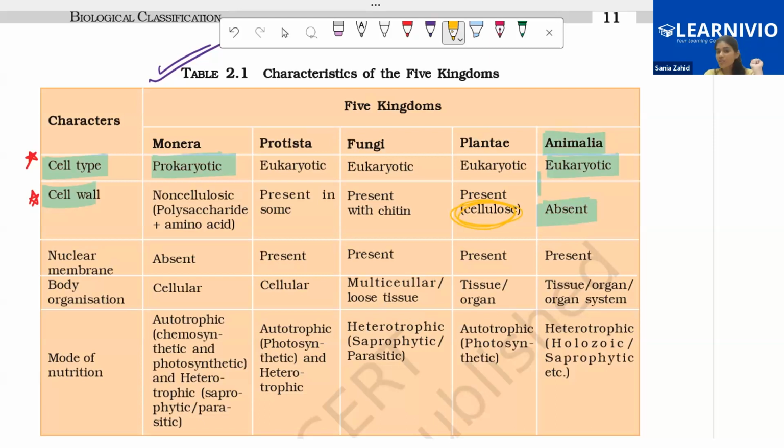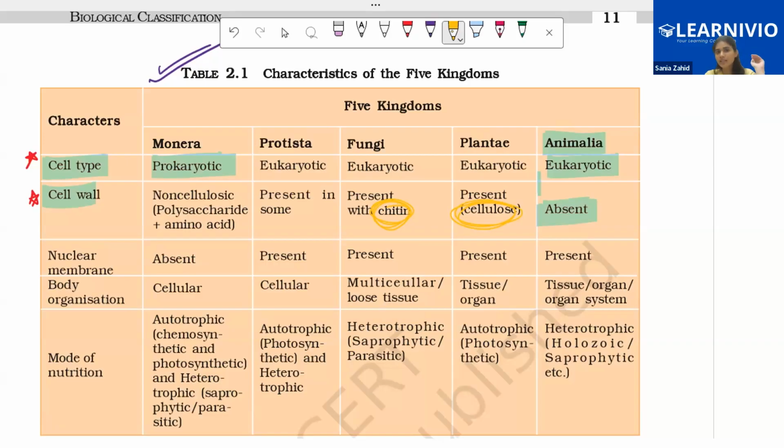Then next we came to fungi. The cell wall in fungi is made up of another important substance, which is chitin. So the fungi has a chitin cell wall. Now in Protista, the cell wall was seen to be present in only some of the organisms. Only in one category basically the cell wall was found. In others it was not found.